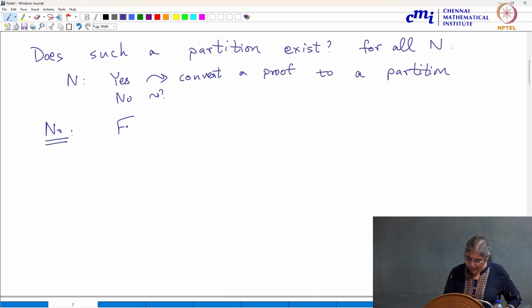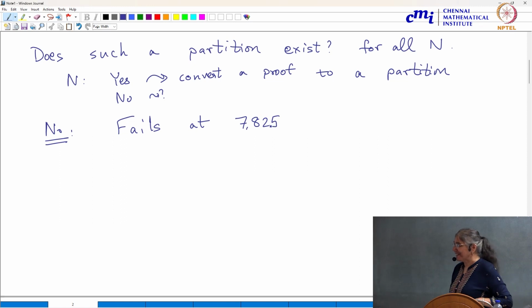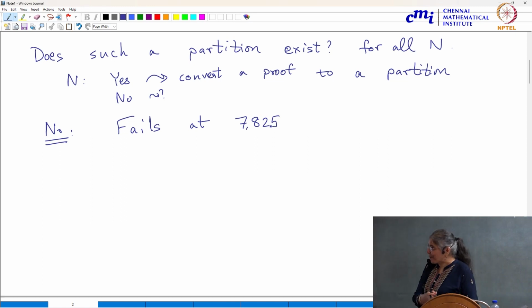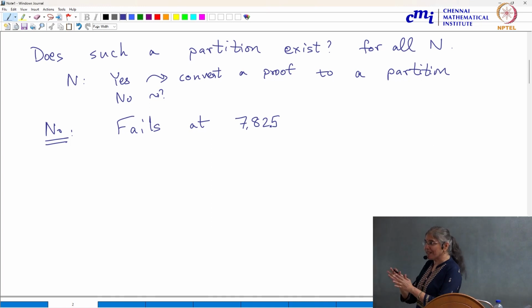So it turns out that this statement fails at a number which is between the last two numbers that I asked you to do. So it fails at 7,825. Okay? I don't know of any great significance of this number, 7825. Okay? All I can tell you is that if you are given the algorithmic task of partitioning the numbers 1 to 7,824, then yes, you can do it. If you are asked to do it for 1 to 7,825, then you can't do it. So how do we know this answer? Okay?